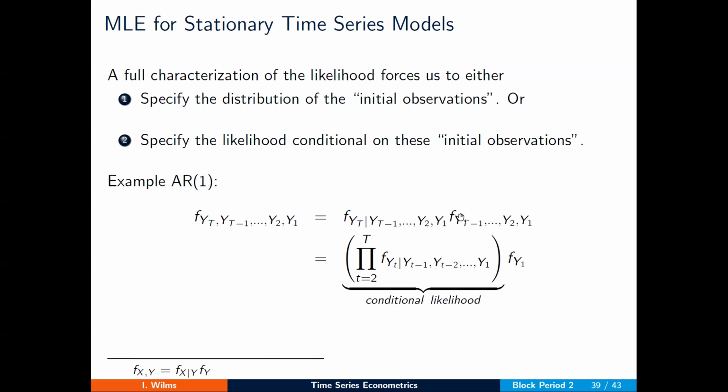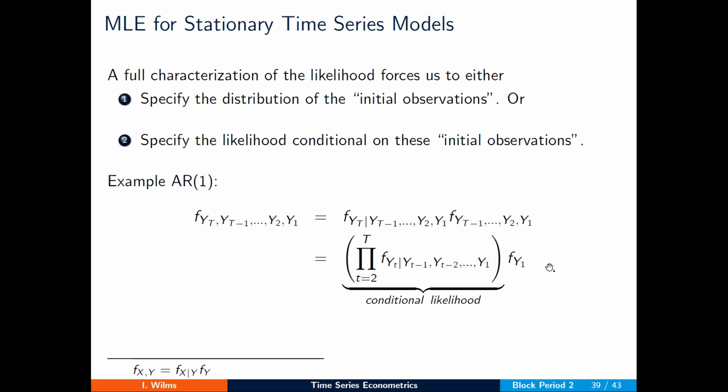Now, by continuing this recursive substitution trick, now expressing this joint density as the conditional one of y_{t-1} conditional on all the others and the joint one of all the others, and so on, you arrive at this expression where we end up with the product of conditional likelihoods times the marginal density of the initial observation, which is y_1 in this case.